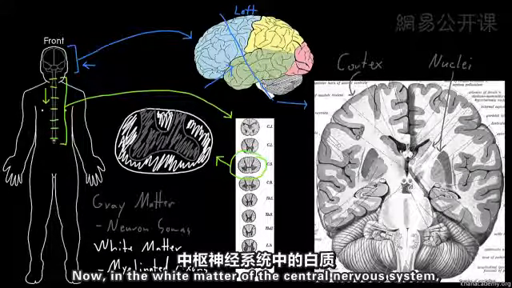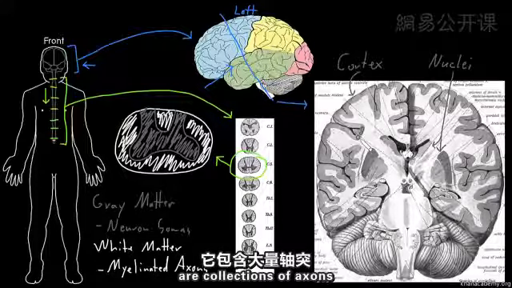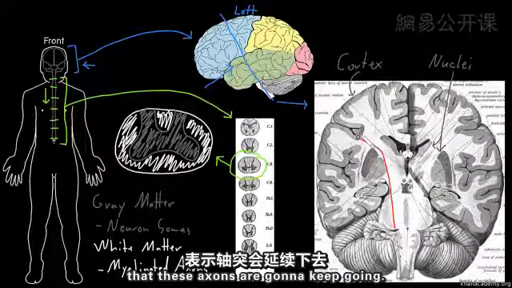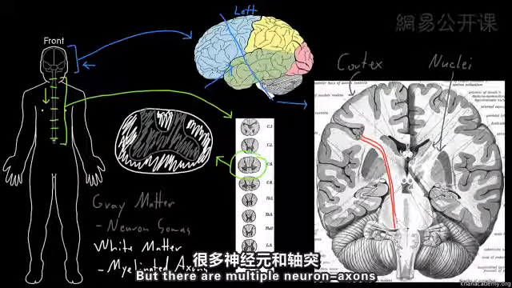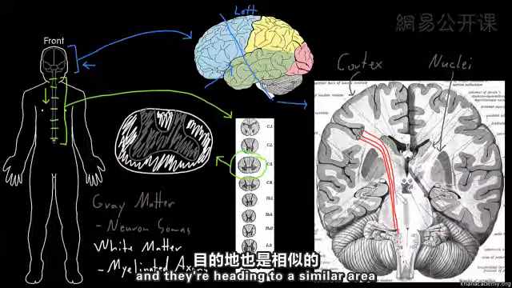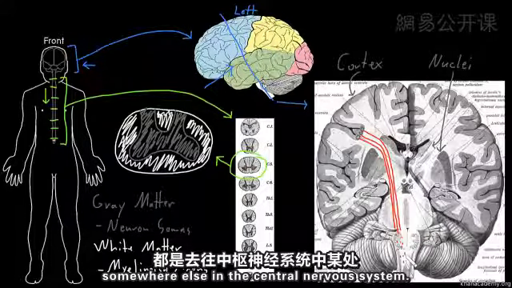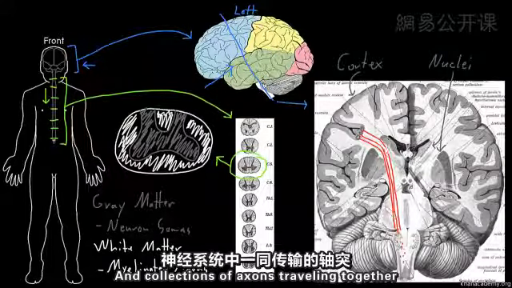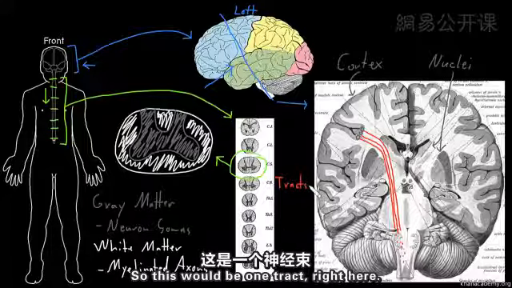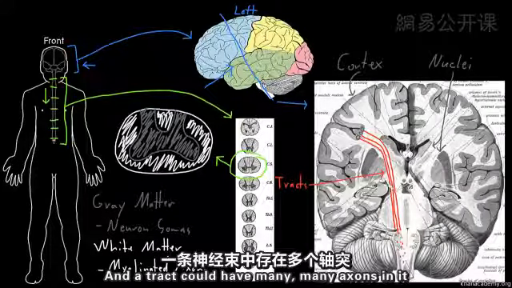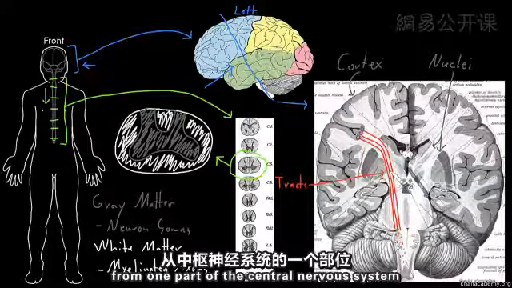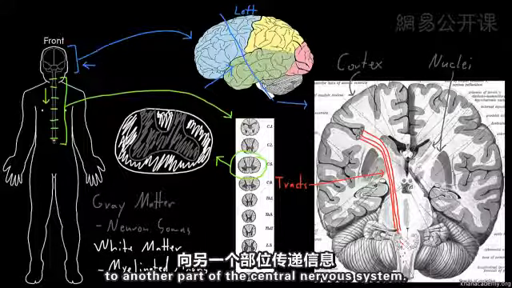Now in the white matter of the central nervous system are collections of axons that are traveling together to different areas. I'll just draw a dashed line to show that these axons are going to keep going, but there are multiple neuron axons that are traveling together. They're starting in a similar area and they're heading to a similar area somewhere else in the central nervous system. And collections of axons traveling together in the central nervous system we call tracts. Tracts. So this would be one tract right here. And a tract could have many, many axons in it, carrying often a very similar kind of information from one part of the central nervous system to another part of the central nervous system.